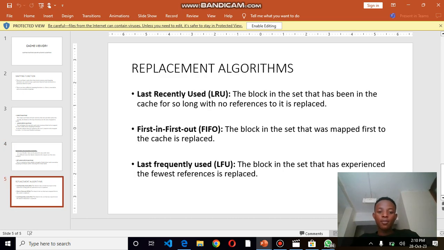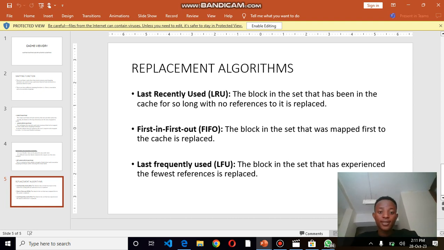So let's talk about the replacement algorithms, and then we're good to go. Cache memory is of a small size and it can get filled up sometimes. So data needs to be replaced with new data.